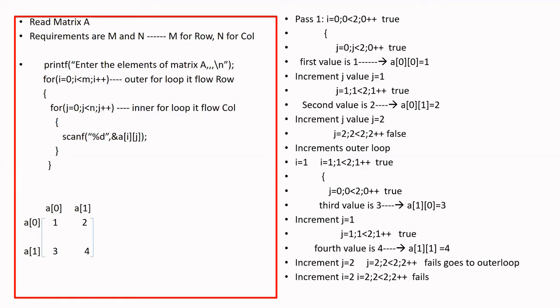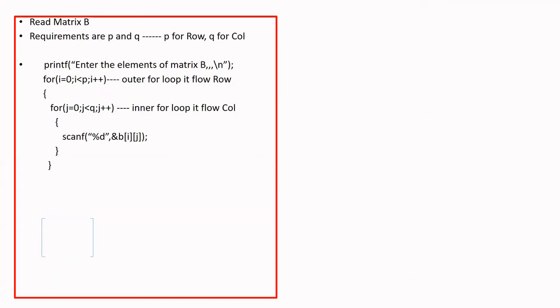We'll see one more matrix, because I want two matrices to do the multiplication operation. I'll go with matrix B. So I'm taking two different variables, that is P and Q. P goes with row, Q goes with column. And again, I'm using a printf statement where the same message will be printed as it is on my output screen, that is, enter the elements of matrix B.